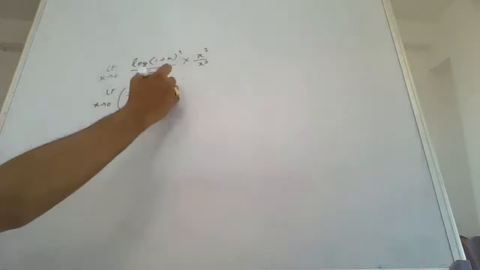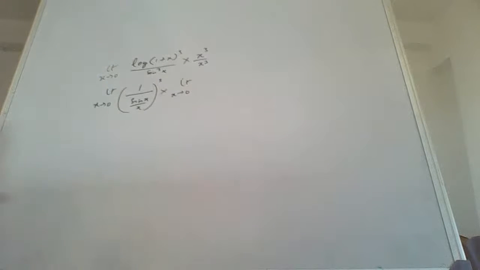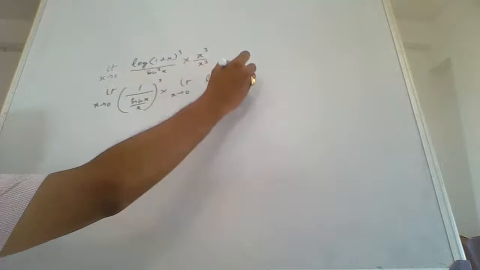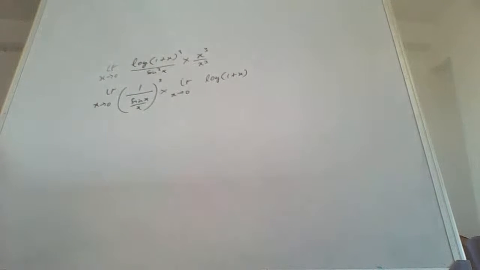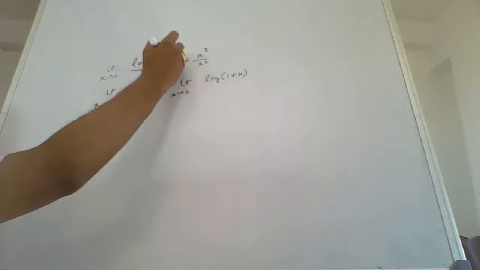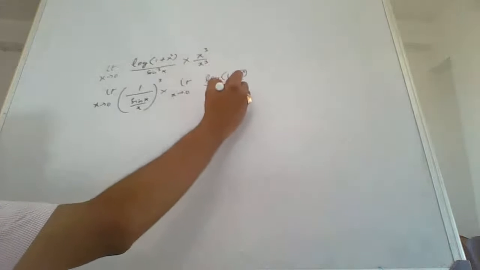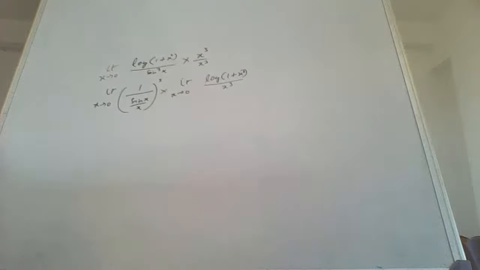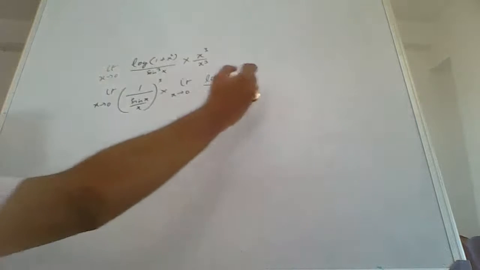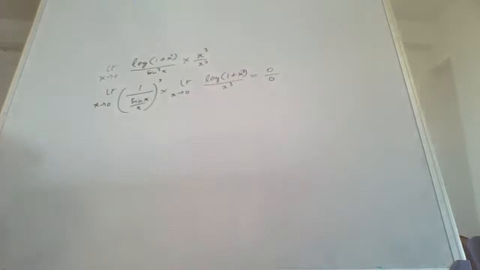And the limit as x tends to 0, this will be log of (1 plus x) whole cube, divided by x cube. Again, if I put x as 0 in the first part, this is 1, but in this part I get 0 by 0. I hope you understood this.